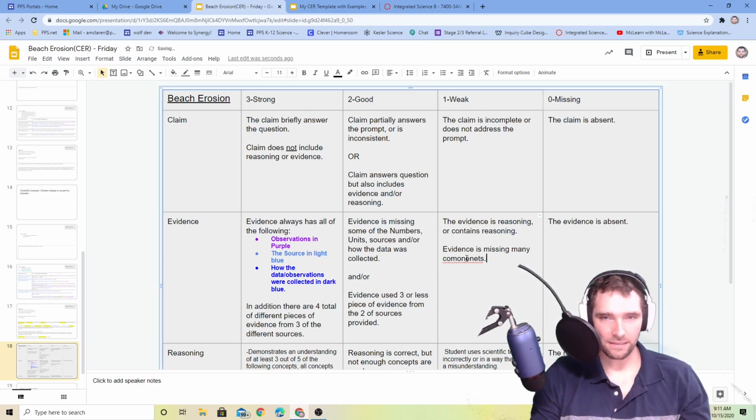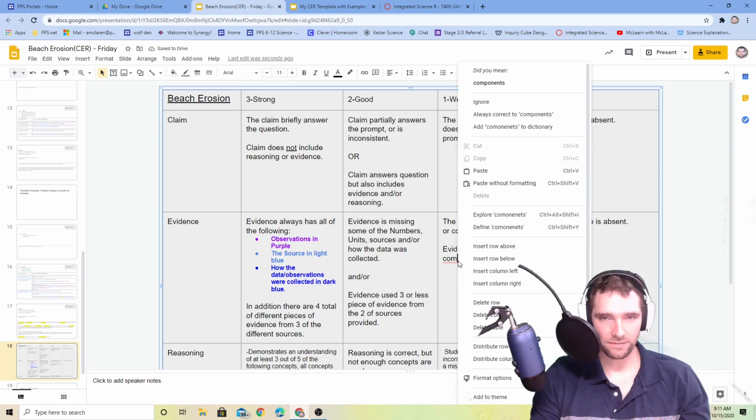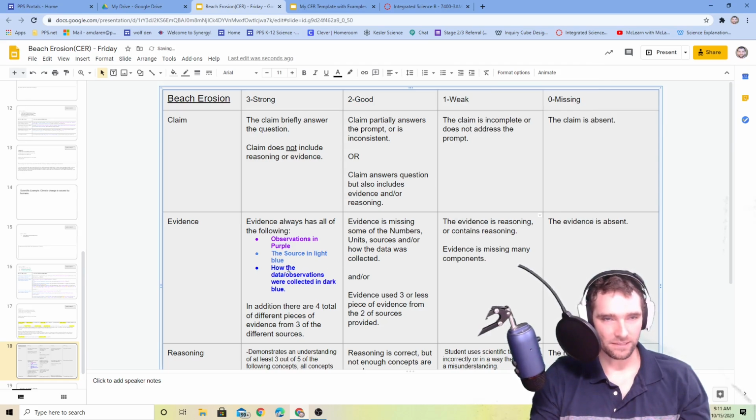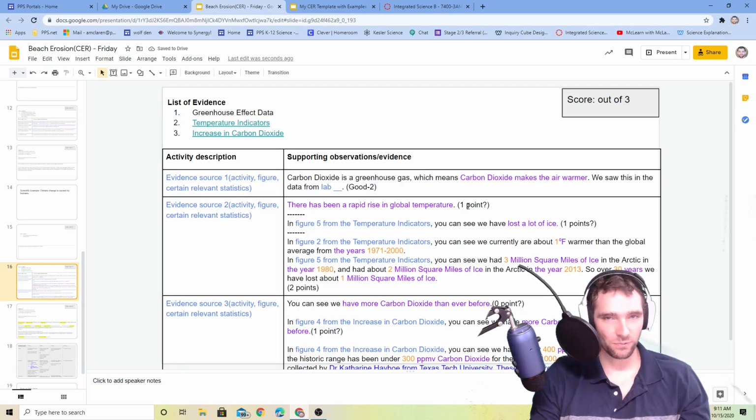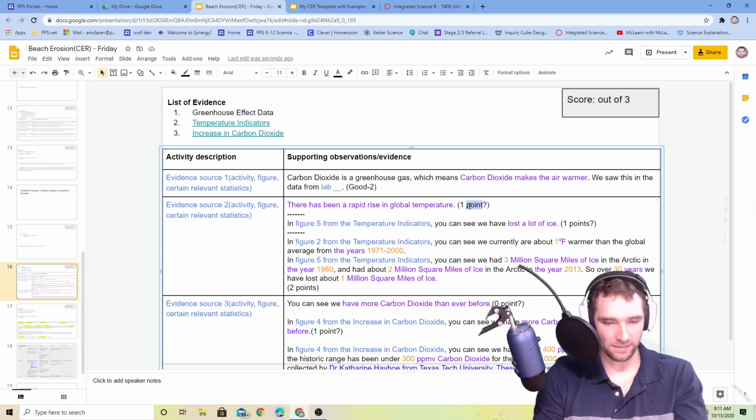I would add that this evidence is missing many components. It's missing a lot of those pieces. So this was pretty terrible. I would say that's a weak response. This one is stronger. They're giving a little bit more components. I would say that's approaching the good kind of quality response because they're telling me this came from this source, and what figure to look at, and the observation that they made. So it's getting closer.